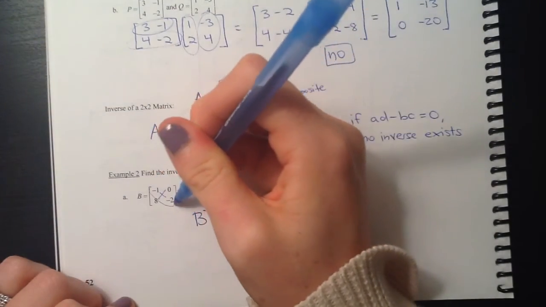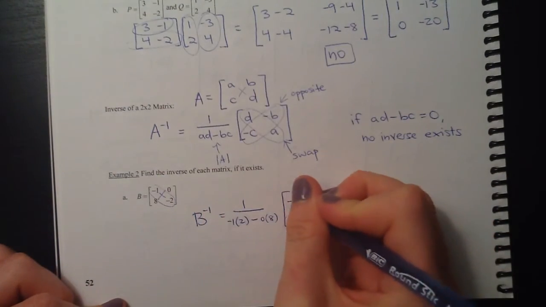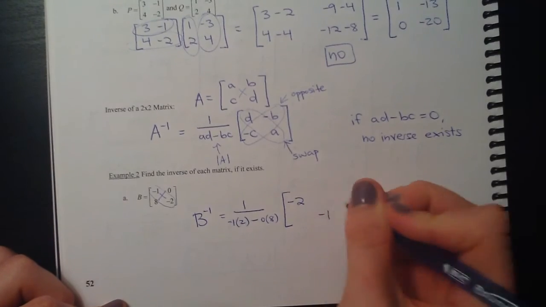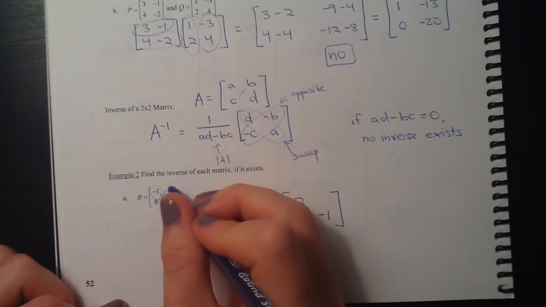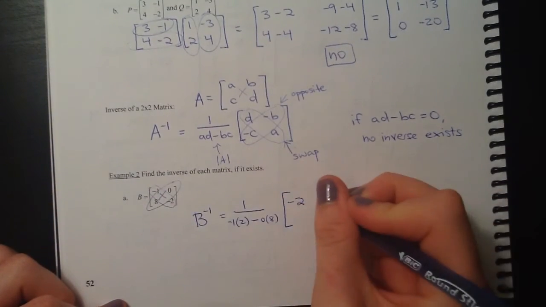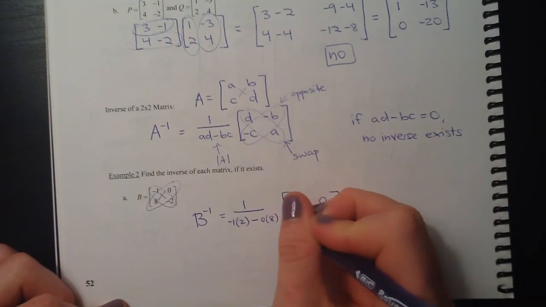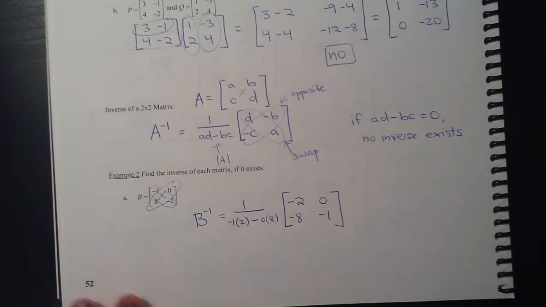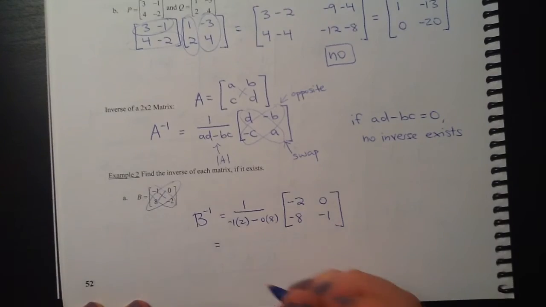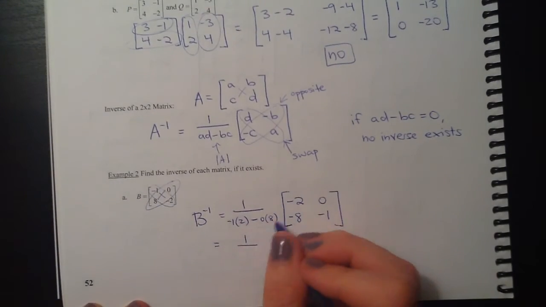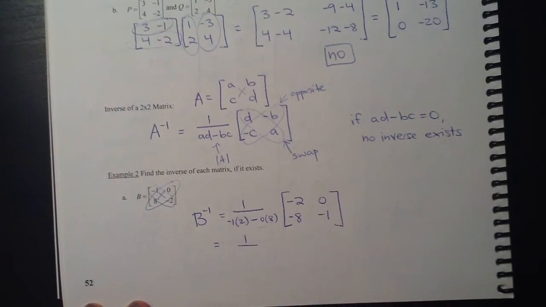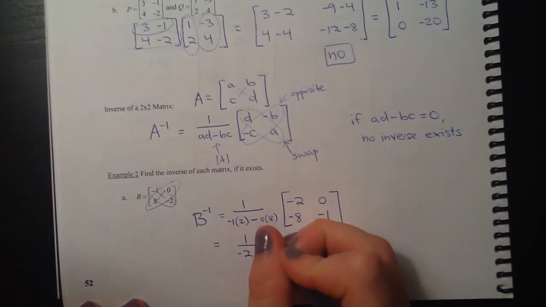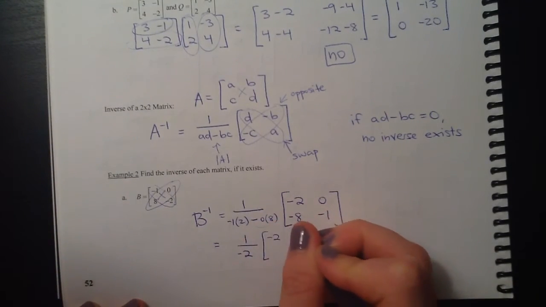So remember this diagonal right here, I'm going to swap them. So the negative 2 will go up here, and the negative 1 will go down here. And then this diagonal, I make it negative. So negative 0 is still 0. This will swap to a negative 8. All right, so I end up with 1 over, this of course is 0, but I have negative 1 times 2, which is negative 2. And then this new matrix.